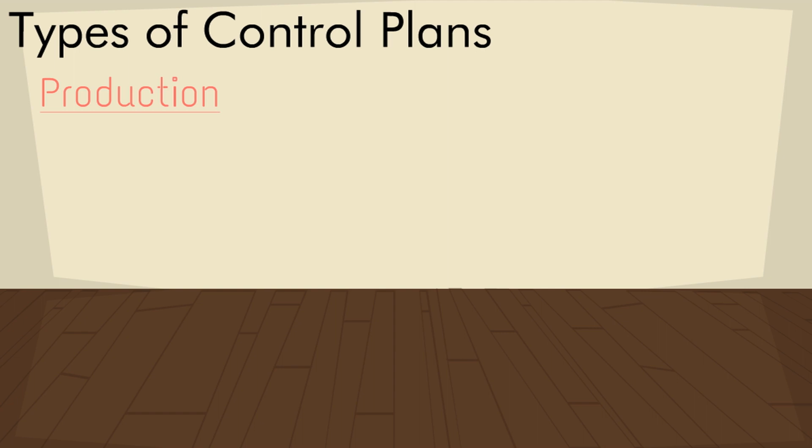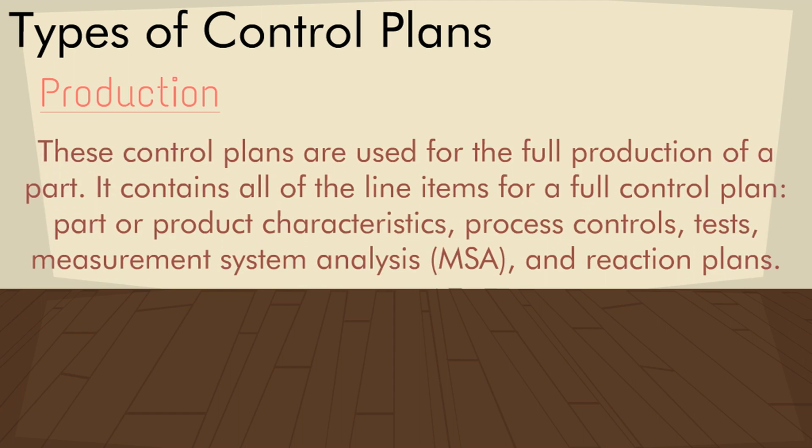Production. These control plans are used for the full production of a part. It contains all of the line items for a full control plan: part or product characteristics, process controls, tests, measurement system analysis, MSA, and reaction plans.